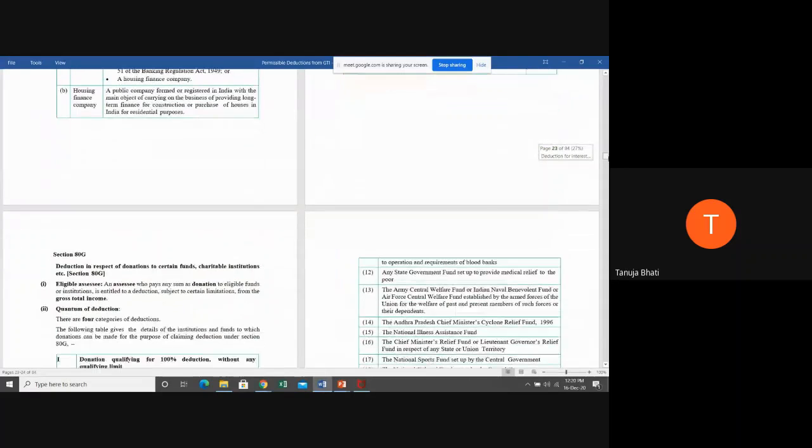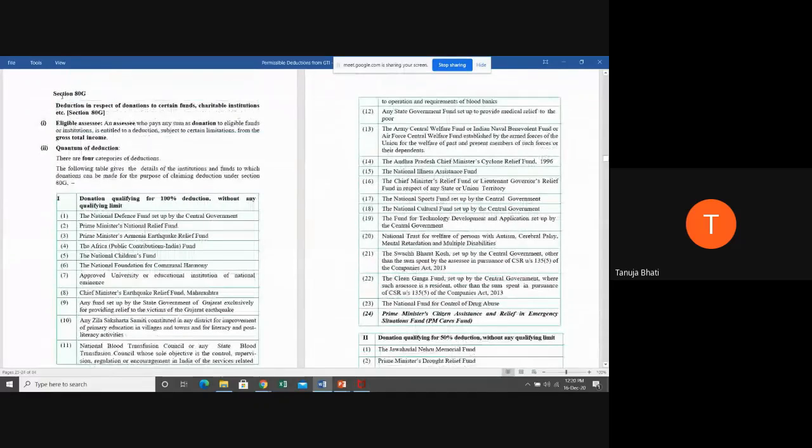Now, since we have 10 more minutes, let us even see section 80G. Remember, students, section 80G is nothing but deduction in respect of donations to certain funds, charitable institutions, etc. So 80G means whenever any assessee is making a donation to some funds, we will see which funds, then he is entitled to a deduction under section 80G, and this deduction is given from the gross total income in order to arrive at the total taxable income.